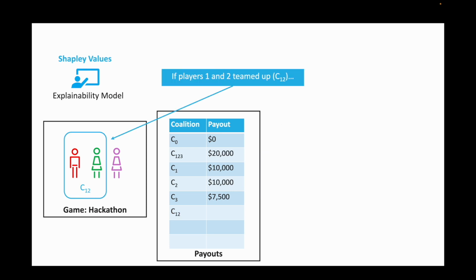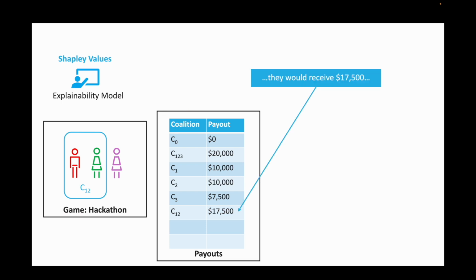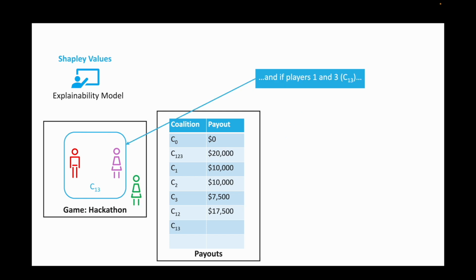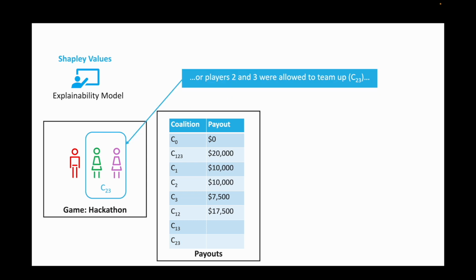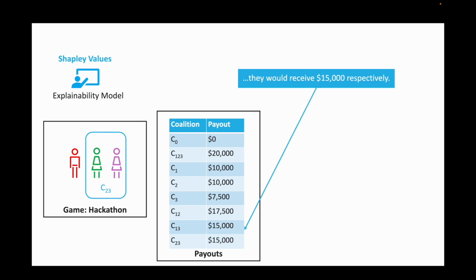If players 1 and 2 teamed up, C sub 1, 2, they would receive a prize of $17,500. And if players 1 and 3, C sub 1, 3, or players 2 and 3 were allowed to team up, C sub 2, 3, they would receive a prize of $15,000 respectively.